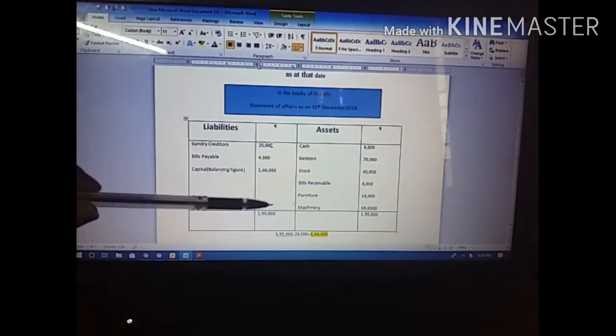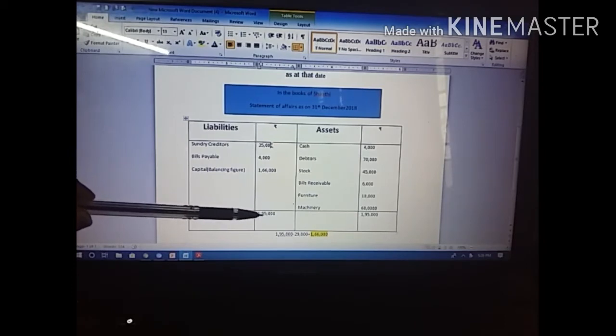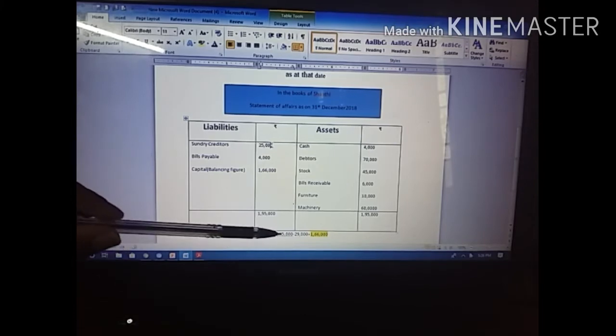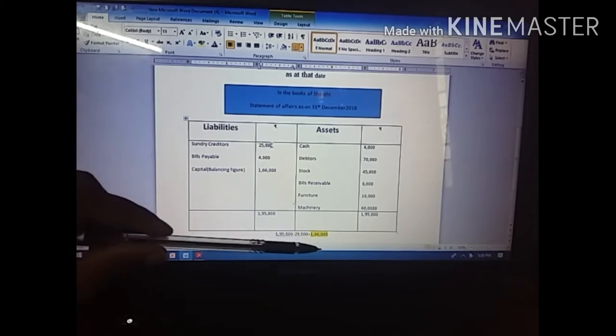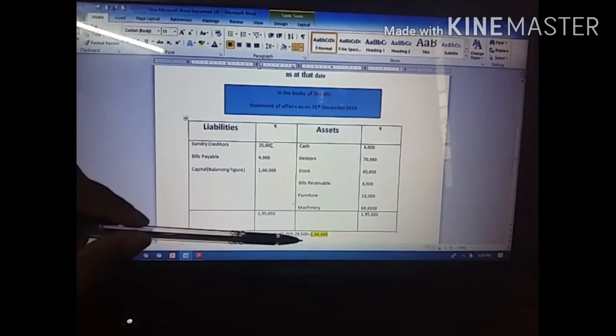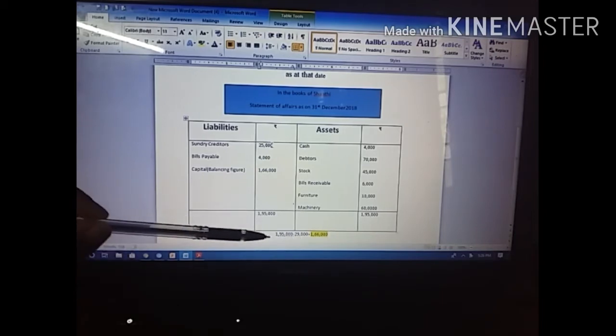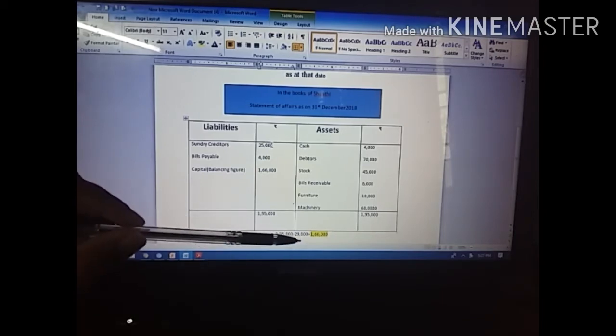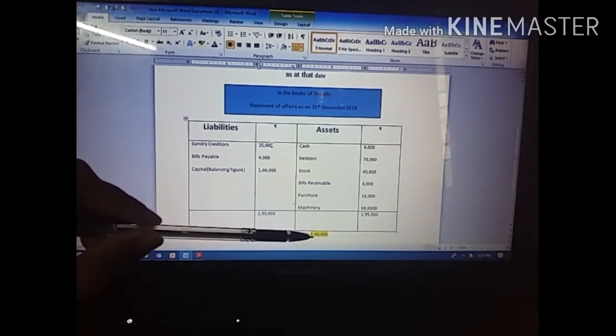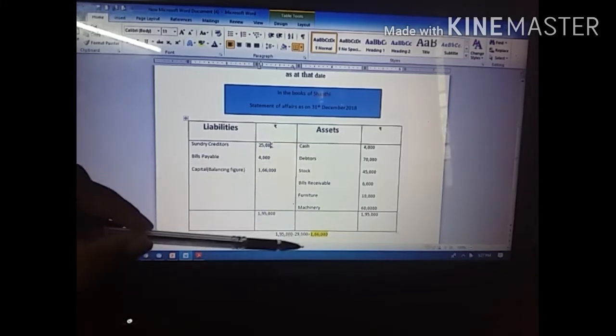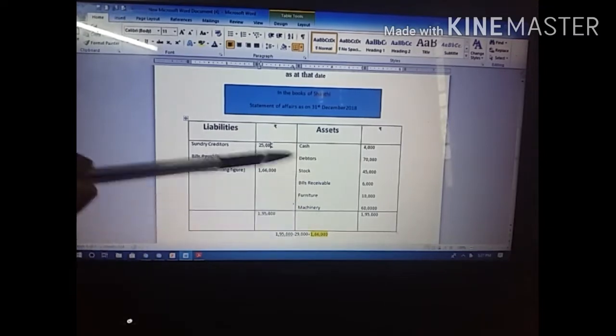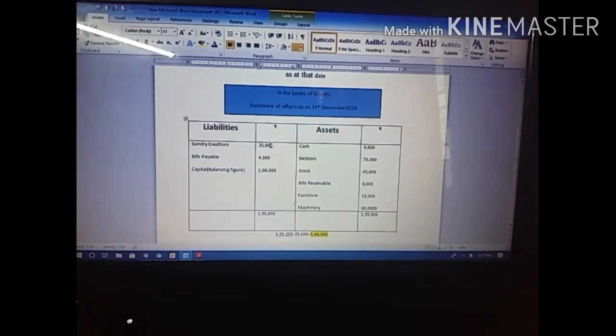You have to put the highest value on both sides. From the highest value, I have to subtract the lowest value. So on the liability side I get only 29,000. From 1,95,000, I just subtract 29,000. I got 1,66,000. So this is called capital. This is a balancing figure we find out through the statement of affairs.